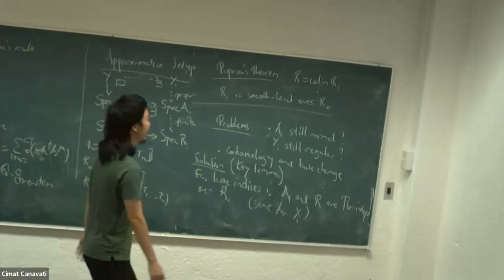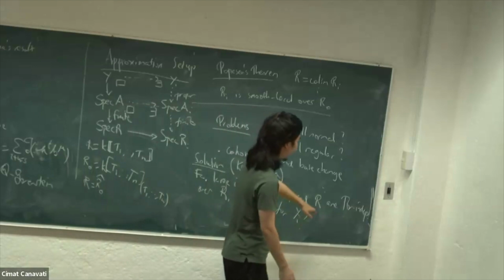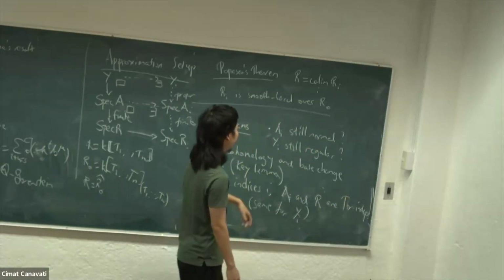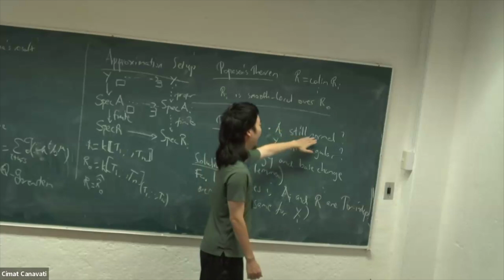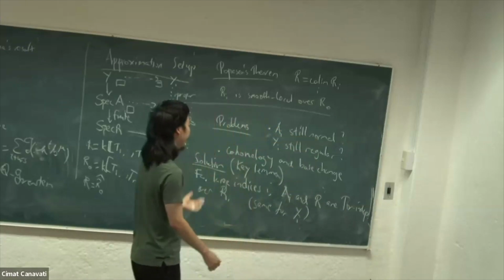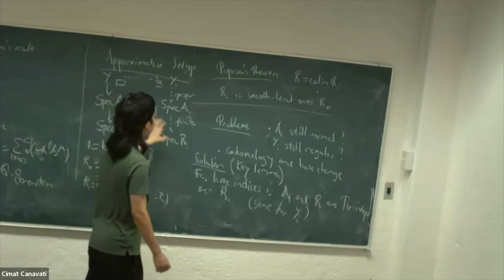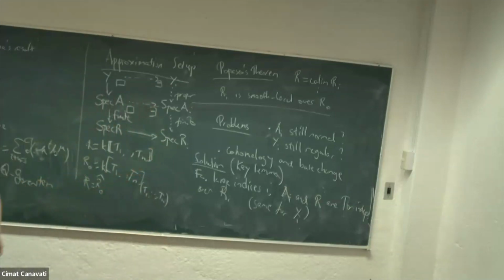So Tor independence basically directly gives you cohomology and base change, and it also gives you that normality and regularity are preserved. If you're not familiar with Tor independence, let me just give you an intuitive explanation in this particular case. And you can see why the first problem is solved. Maybe it's not a good way to see why the second problem is solved, but that one is rather formal.